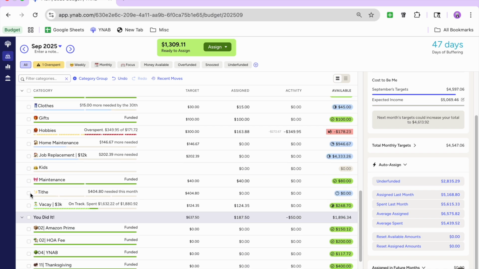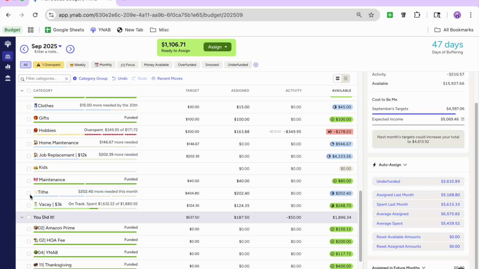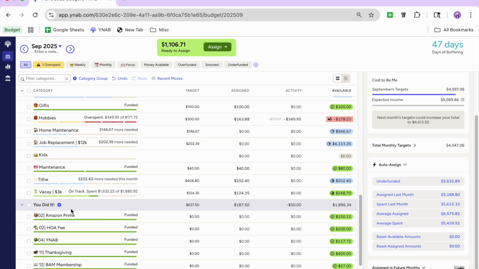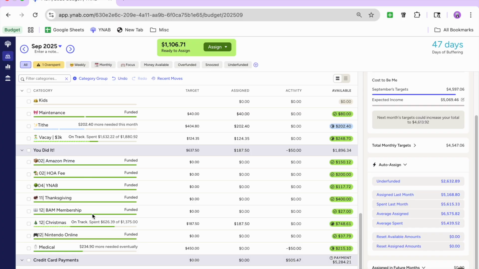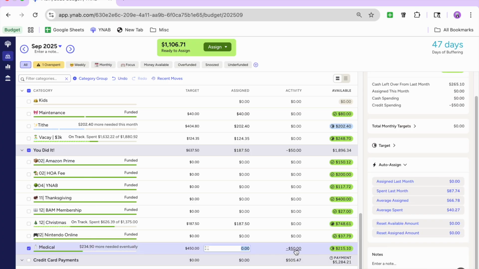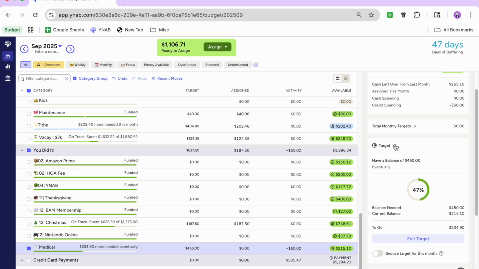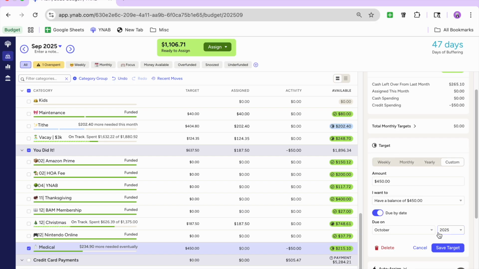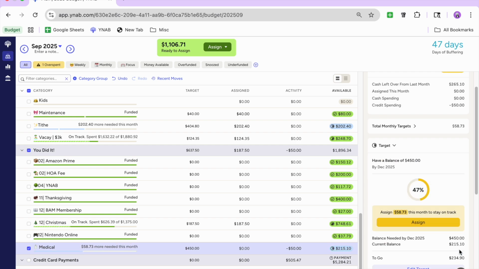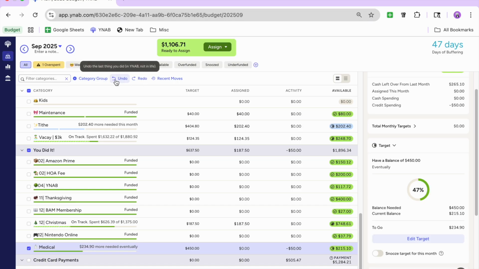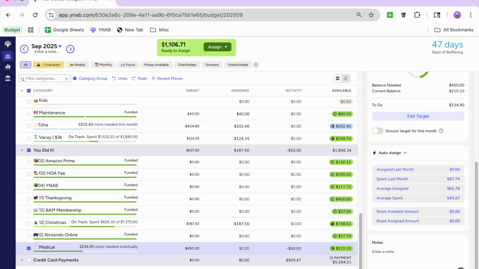I'm going to fund half of Tide. Everything that you did at category, these are annual expenses that should be fully funded. I think medical, December, what due date? December 2025. Let me undo that. Medical, I've been adding to, and I think it was fully funded at one point.